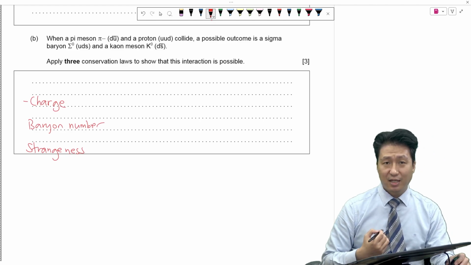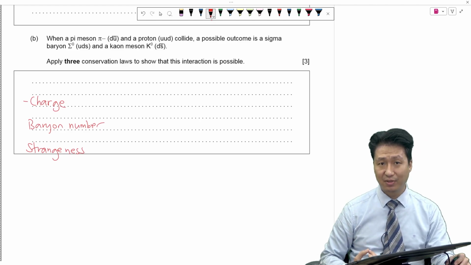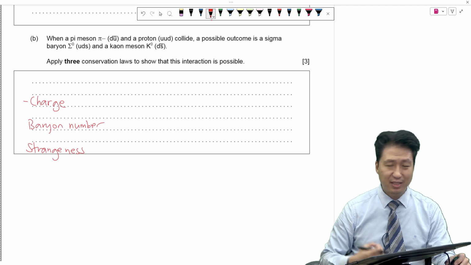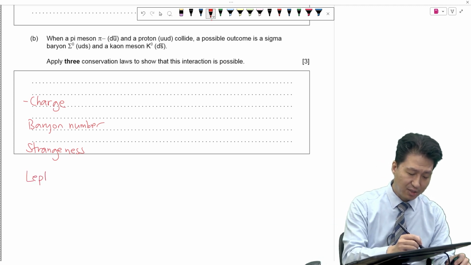Now, the other ones, if you apply the conservation of lepton family number, that will also work, but it's kind of redundant because all the terms are 0. So let me just add it here.